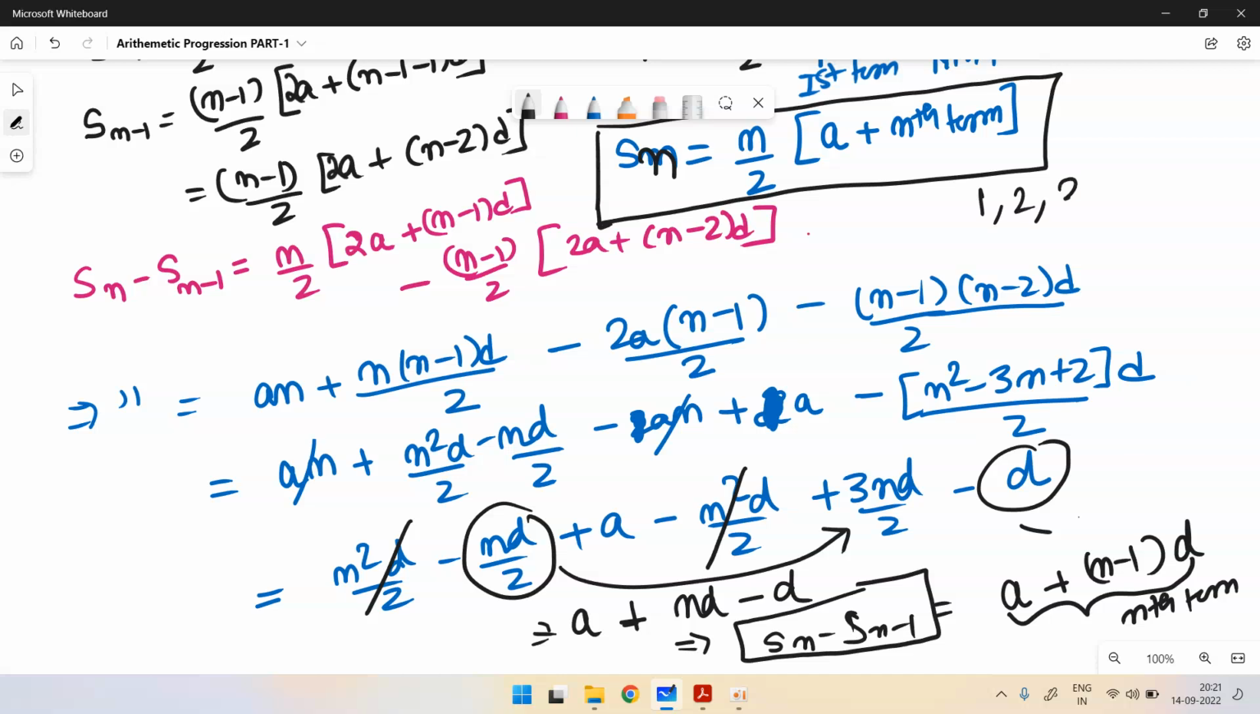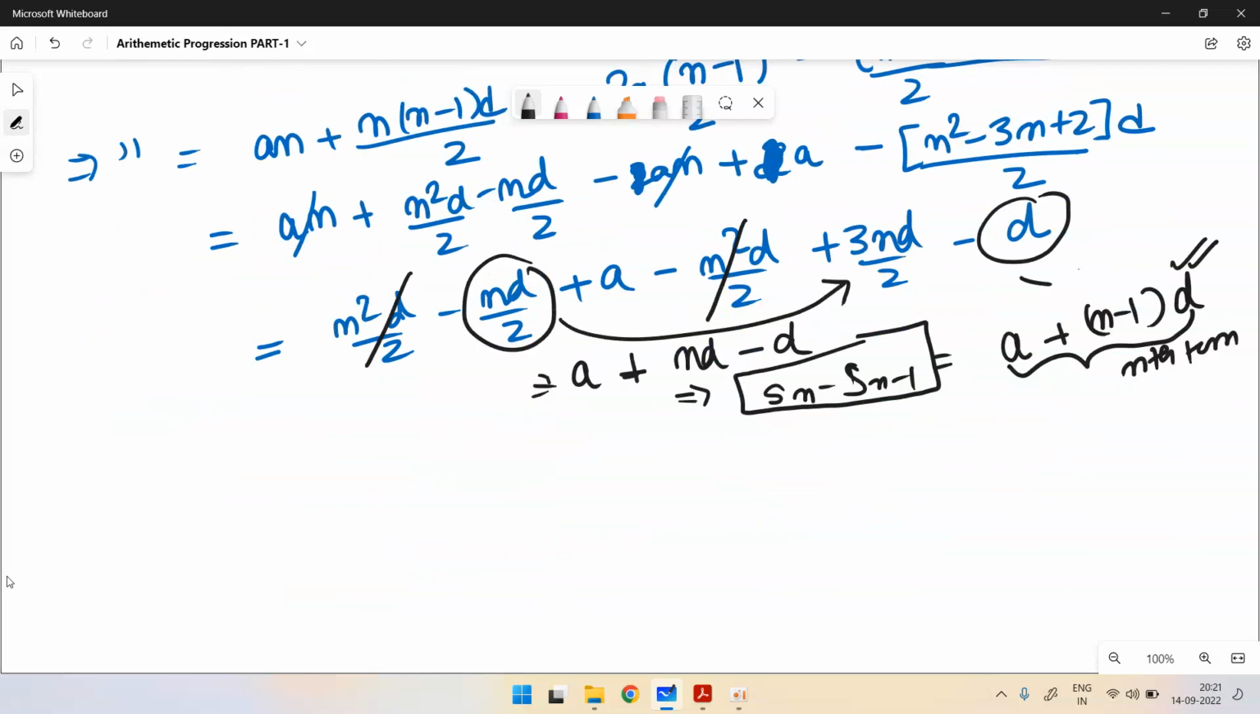Suppose 1, 2 and 3, 4, 5, if I add till 5 and subtract the sum till 4, I will definitely get this 5 only, which is my nth term. Nth is here, n minus 1 is here, so if I subtract this, I will definitely get my nth term, which is also proved from this logic. So the two basic formulas you have studied, this is your basic formula.